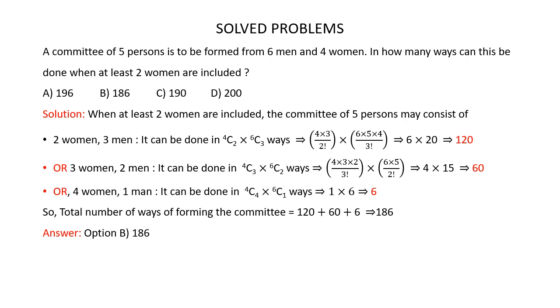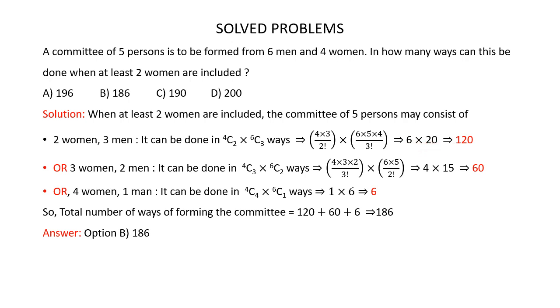Multiplied by 6C3, which is nothing but starting from 6 in the descending order, there has to be a multiplication of 3 numbers, and this has to be in the numerator. So 6 multiplied by 5 multiplied by 4 is in the numerator. 3 factorial is in the denominator because 3 is the subscript here. Now we know that 2 factorial is 2 and 3 factorial is 6. So on solving this, we get 6 multiplied by 20, which is 120.